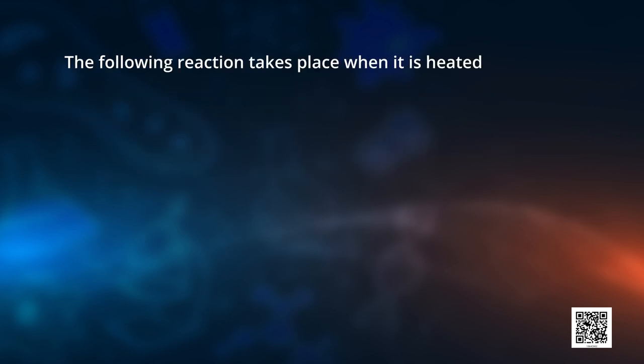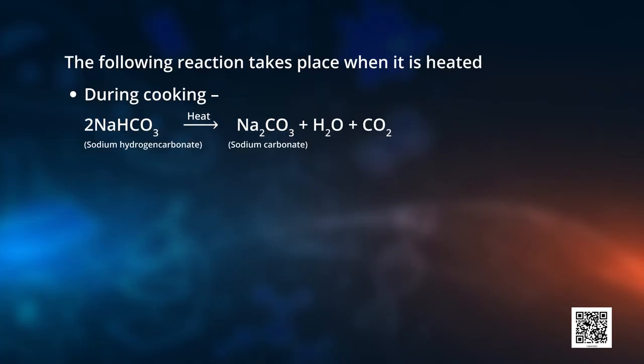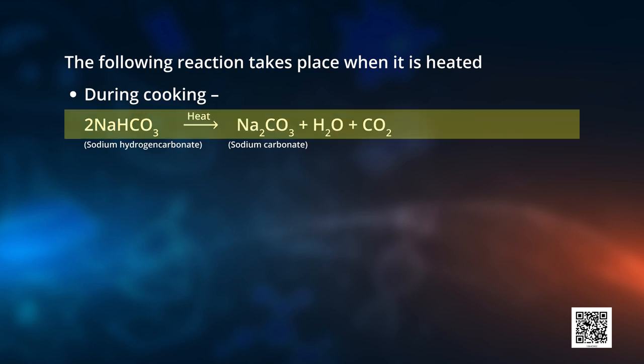The following reaction takes place when sodium hydrogen carbonate is heated. We should know why we use sodium hydrogen carbonate in making crispy pakoras, isn't it? So during cooking, what happens is that when sodium hydrogen carbonate is heated, it releases sodium carbonate, water, and carbon dioxide. And this carbon dioxide is responsible for making the things fluffy.